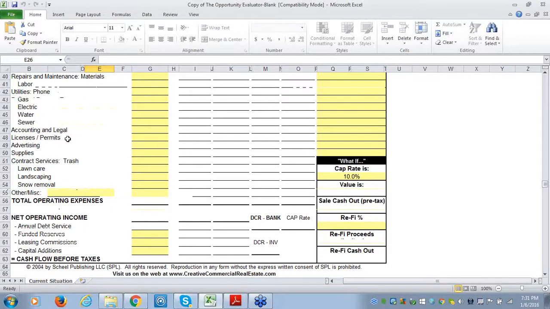How about licenses and permits? Let's say you've got to do a roofing job and your area requires a building permit. You want to account for those. Advertising. How do you promote your vacancies? Well, you're going to advertise.